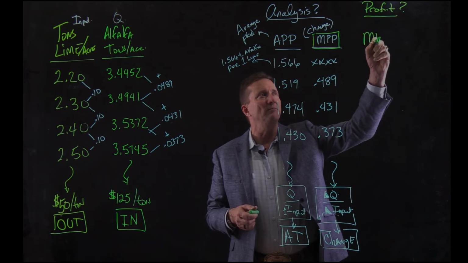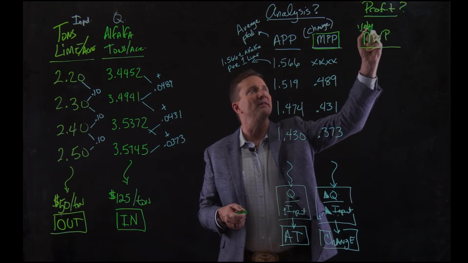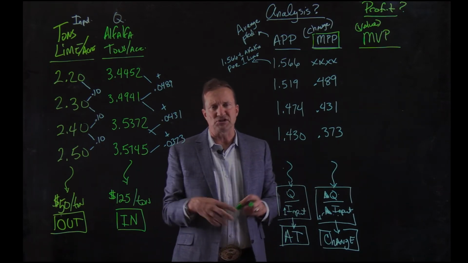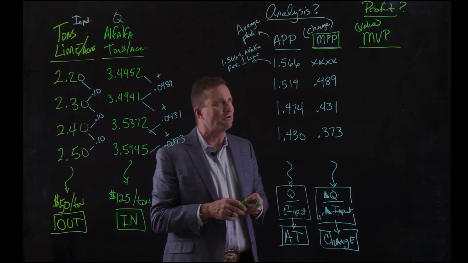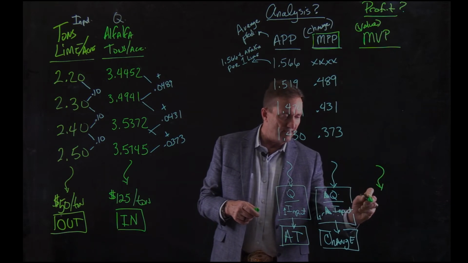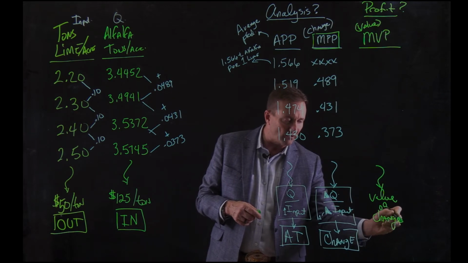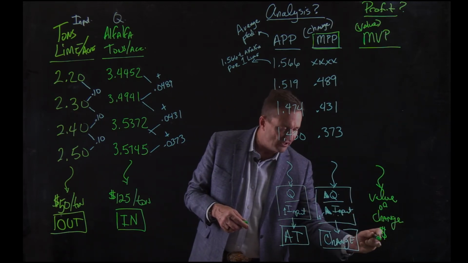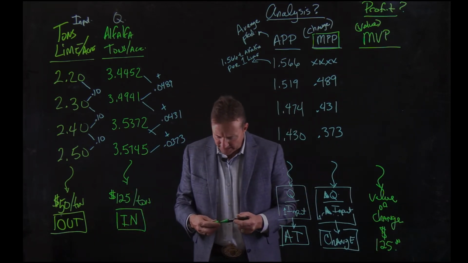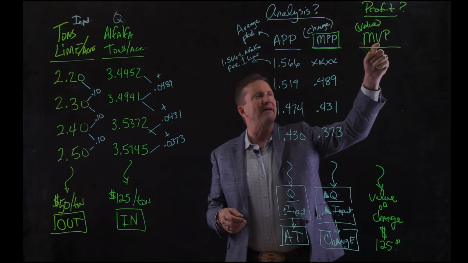I'm going to come up with a column, and I'm going to call it marginal value product. And I'm going to put above it value as a term. So what marginal value product is, just like in sport games, it's the MVP, most valuable player. Marginal value product is giving you the value of the change. So that's how I want to look at it. The value of the change. And that value of the change is kind of connected to the $125 that we talked about here in our alfalfa.